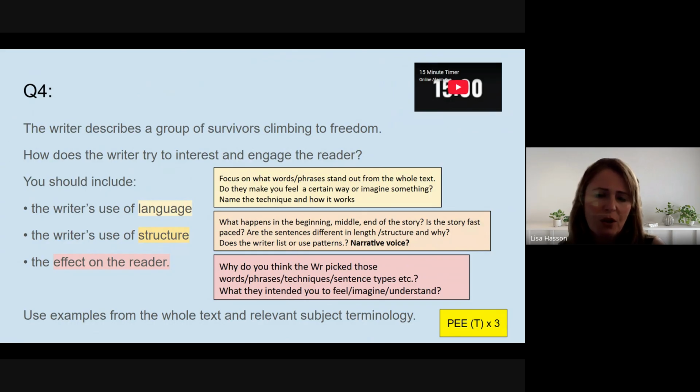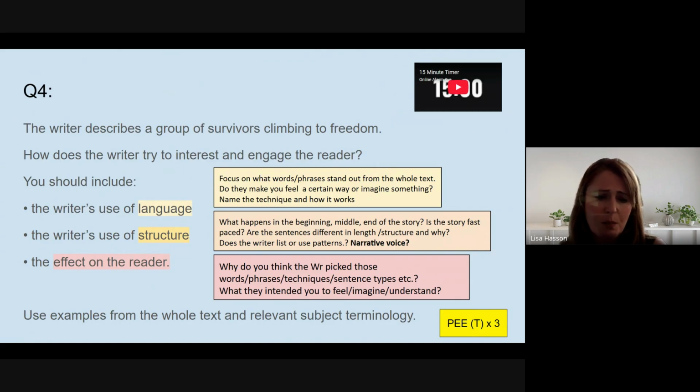one focusing on a different part of the extract. So you could have a paragraph where you look at the beginning of the extract, talking about what happens in the beginning, the focus in the beginning, and also picking out a language technique within that. You could then do the same for the middle, and then you could do the same for the end. That is not necessarily what I'm advising here, though.